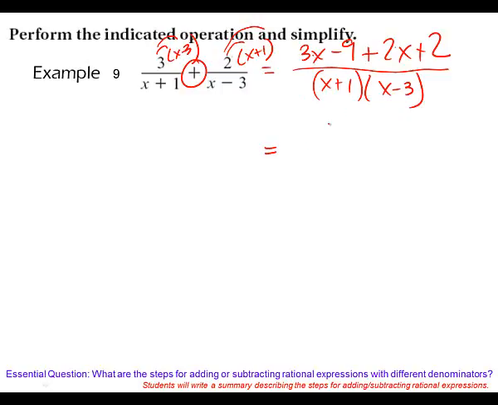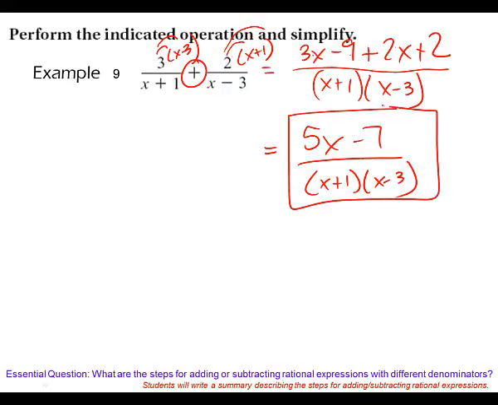So it's 3x plus 2x. 5x. Negative 9 plus 2 is what? -7. Negative 7. Is there anything that I can factor out at this point that's going to cancel with the denominator? No. So that's got to be our final answer right there. Okay.